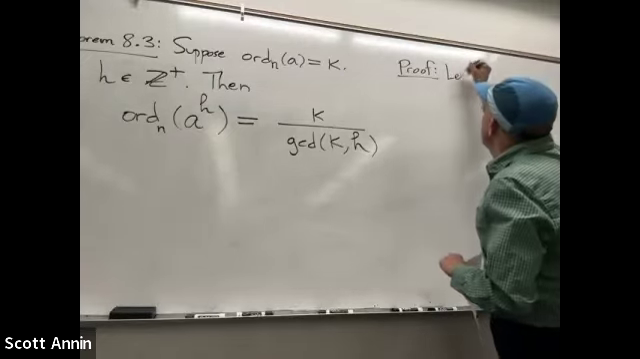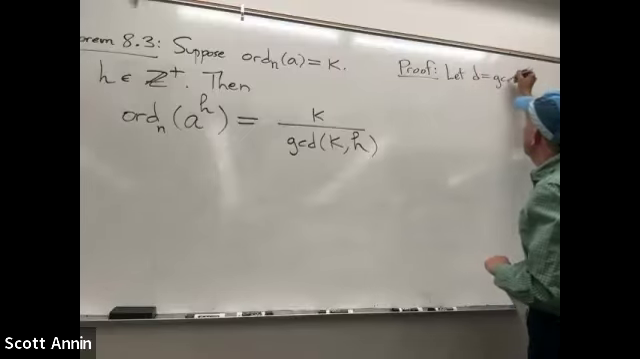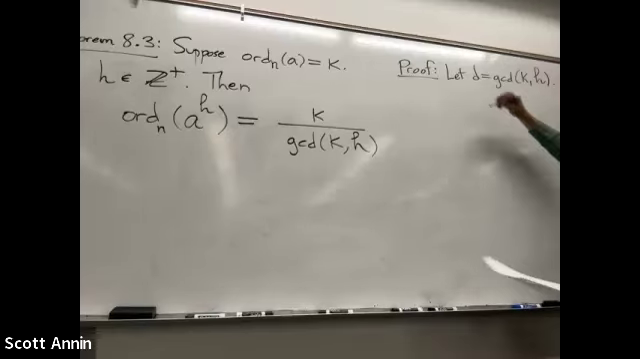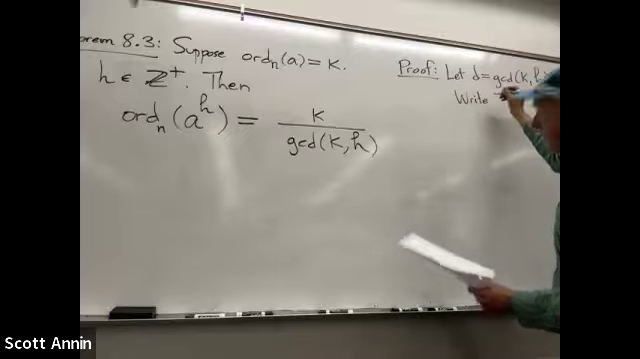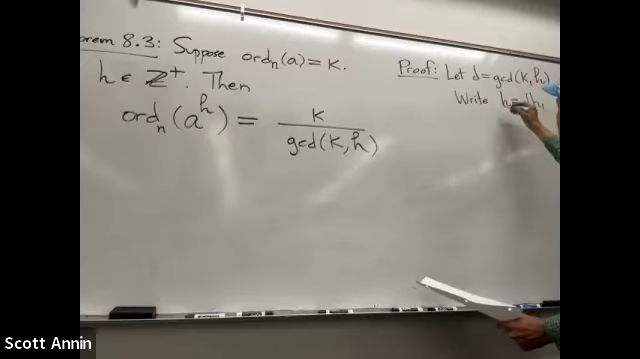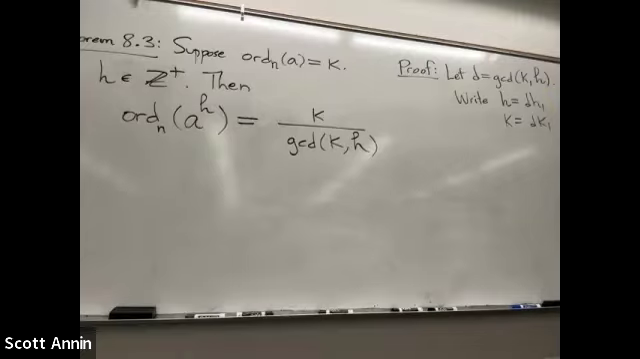I will set up some notation here. I'm going to let D be the greatest common divisor of K and H. Use that notation. And so, of course, D divides both K and H. So I'm going to write H as DH1, and I'm going to write K as DK1. And this is for some H1 and K1 in the integers.